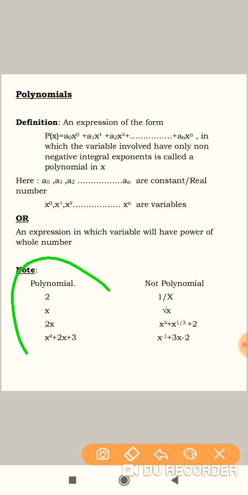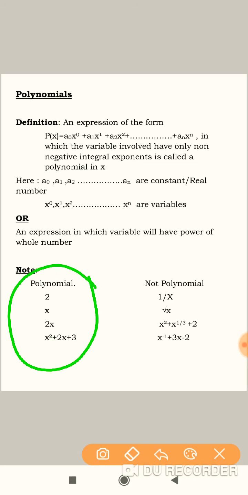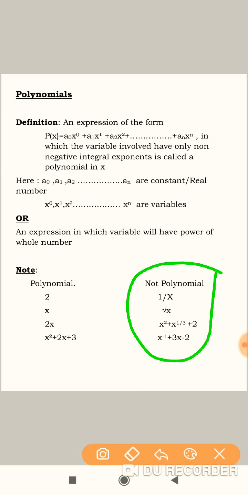The first set, which are being called as a polynomial. The first number 2, that is a constant, is a polynomial. The second one, the variable x, is also a polynomial. Third, the combination of a constant and variable is also a polynomial, whereas the last example, x raised to 2 plus 2x plus 3, is also a polynomial. These are all called as polynomials. Why? Because its variable consists of power of whole number.